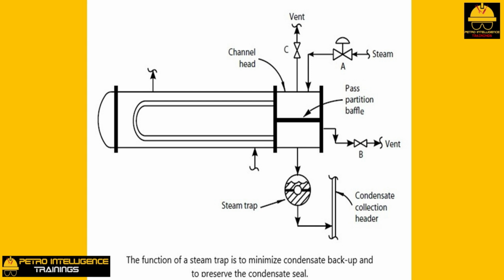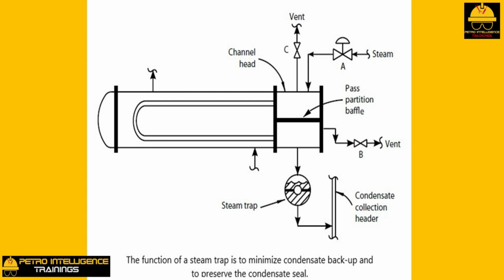2. To minimize condensate backup. If condensate fills up tubes, then those tubes are unavailable to condense steam. Thus, the rate of heat transfer will drop in proportion to the tubes filled with water. The steam trap is designed to pass liquids, H2O, and retard the passage of vapor, steam.